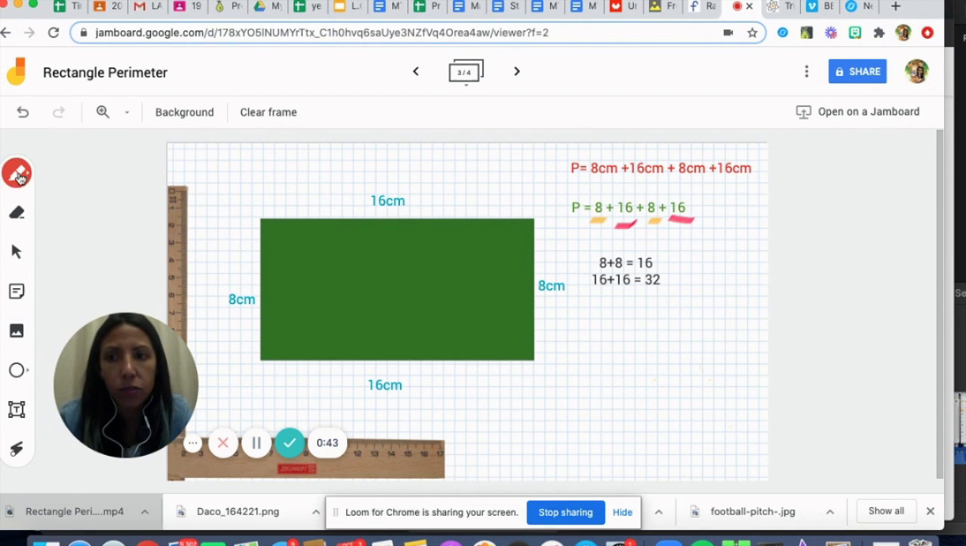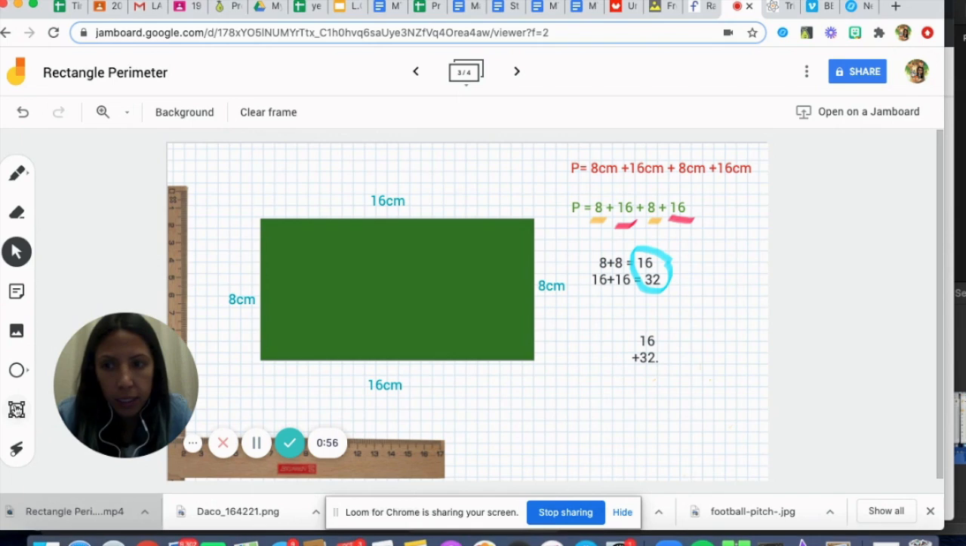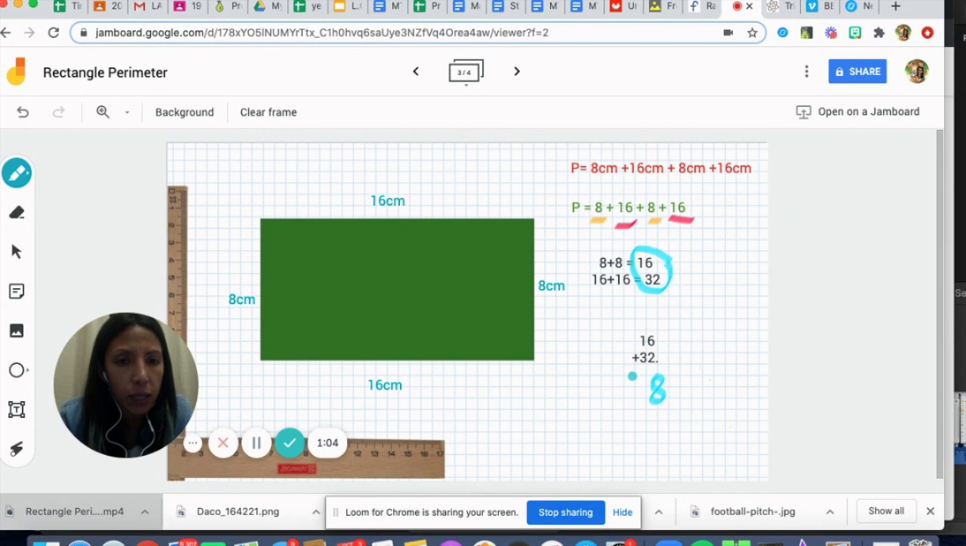Now we add these two numbers together. 16 and 32. And there we go. 16 add 32 equals, 6 add 2 equals 8. 3 add 1 equals 4. And we have our perimeter. The perimeter, which means all the distance around our rectangle, is 48 centimeters long.